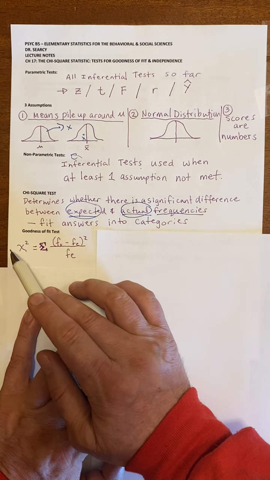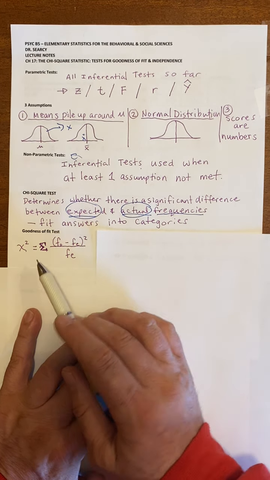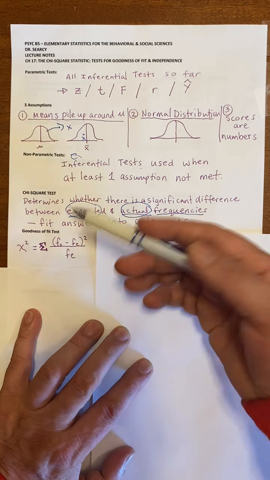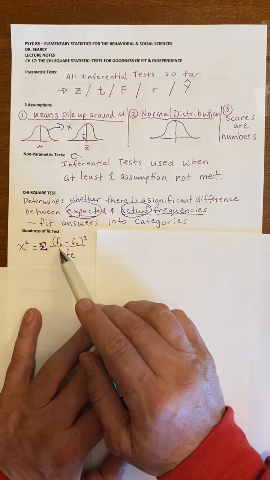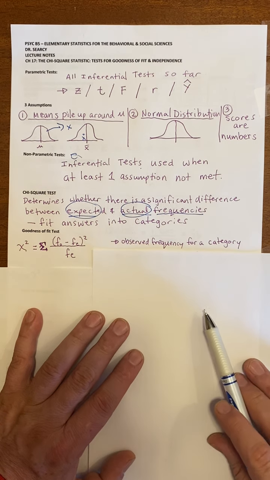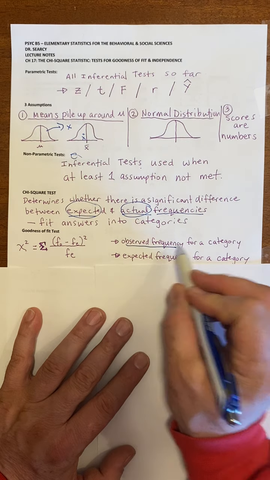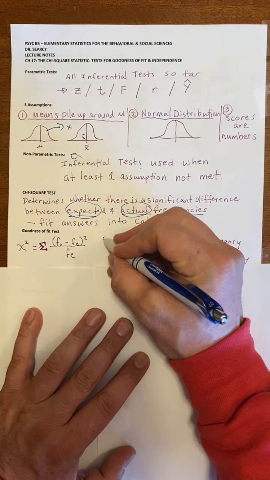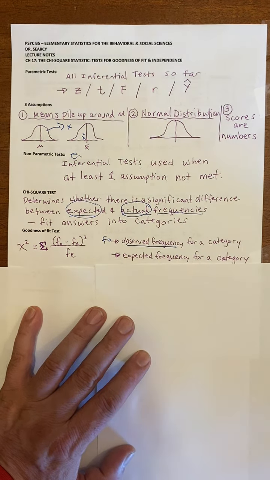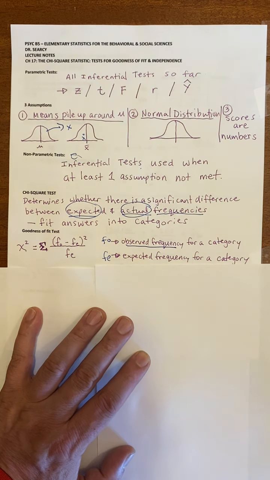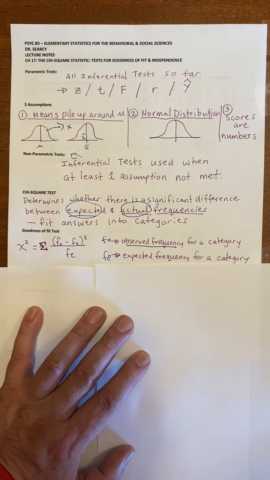So how do we obtain that score? We find the sum of this division problem, where FO is the observed frequency for a category, right? So that's FO. And FE is the expected frequency for a category.